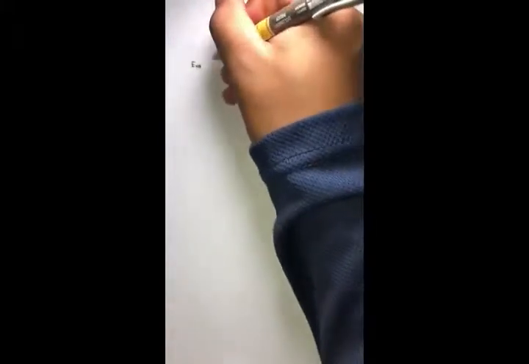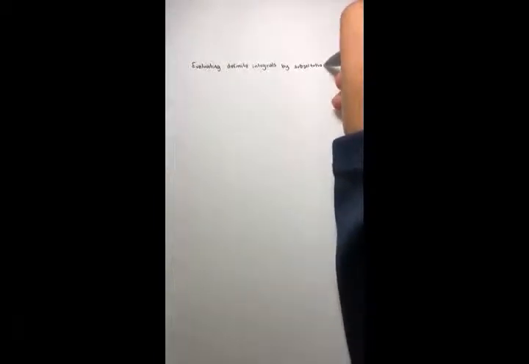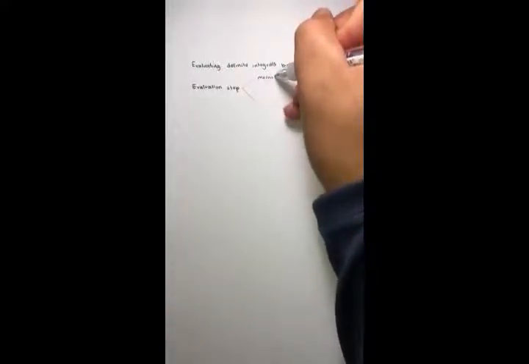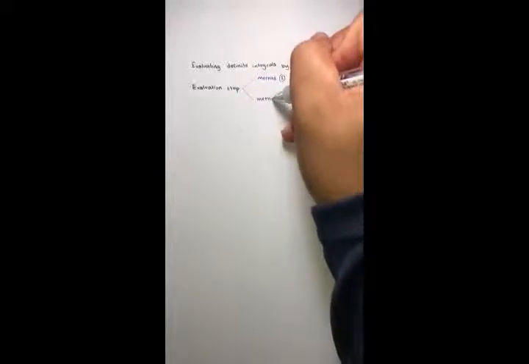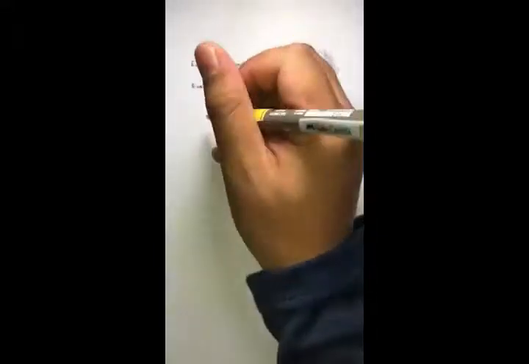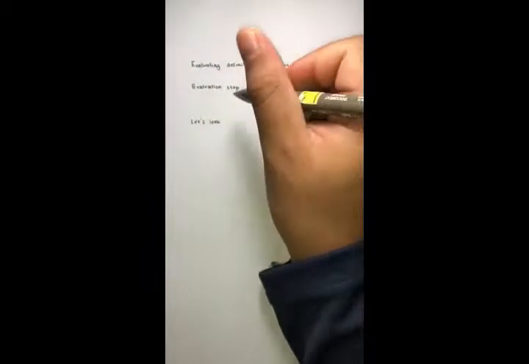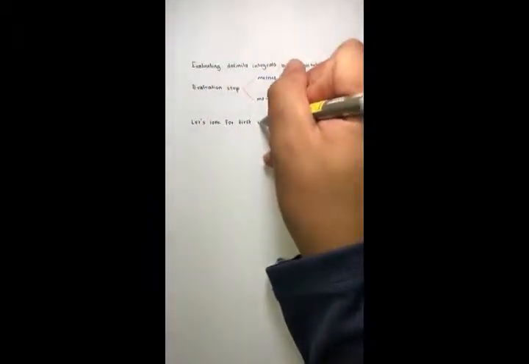Okay, for the last subtopic in chapter 5 integration, we will learn about evaluating definite integrals by substitution. It has evaluation steps that we need to do in this subtopic. There are method 1 and method 2. Then let's take a look at the exercise in this subtopic.